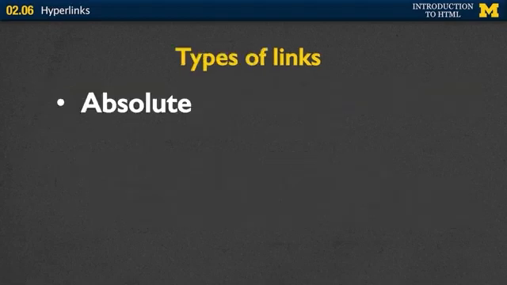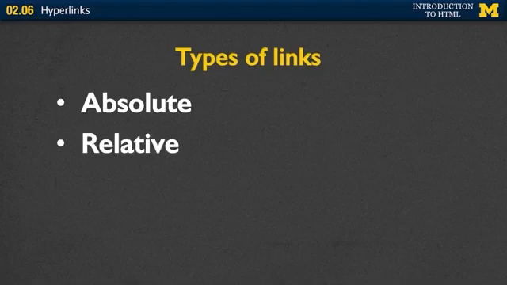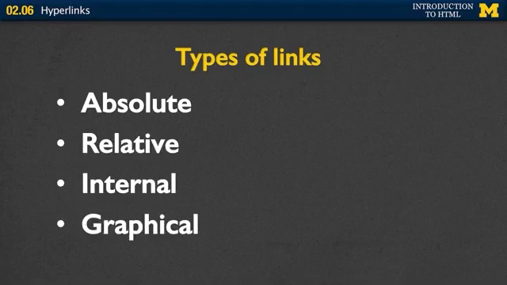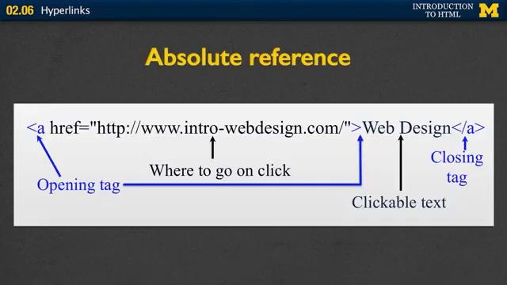So what types of links can we have? Some of the most common are called absolute links. We also have relative links, internal links, and graphical links. And I'm going to show you an example of each one of those.